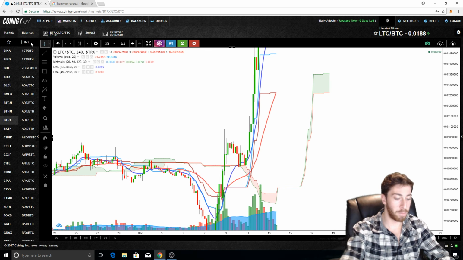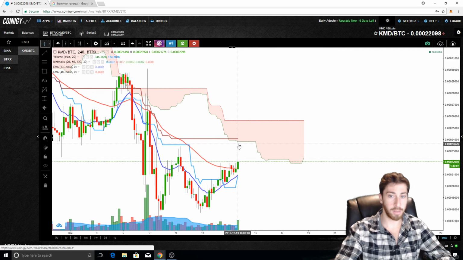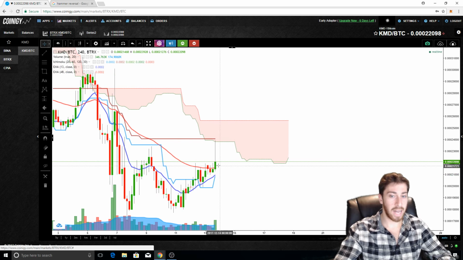I'm going to go to Komodo on Bittrex because we're going to have a better chart there because it's been trading here longer. Again, really similar. So I was talking about this hammer candle earlier, or spinning top, whatever. Not a spinning top, but it's a pin top or whatever if it's the other way. So this is not something I'd be concerned with. This is not a sell sign.